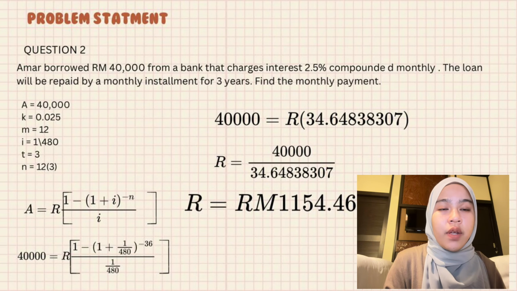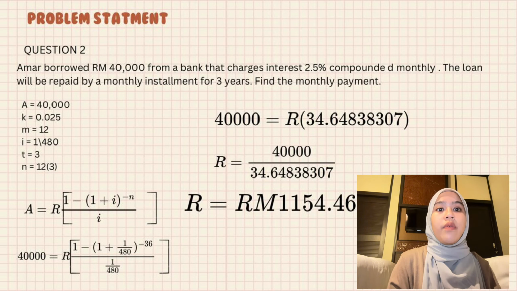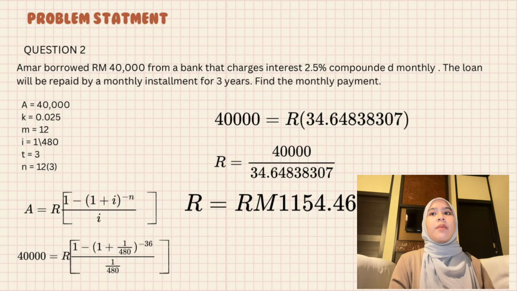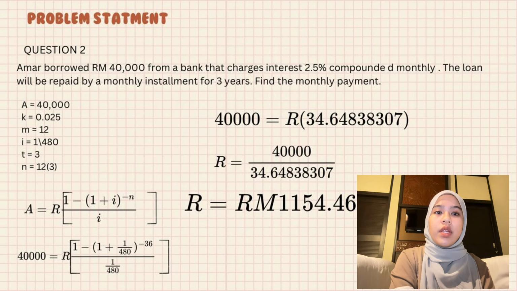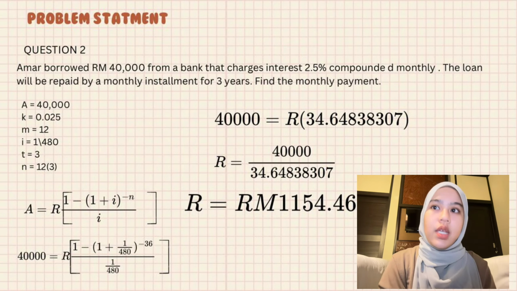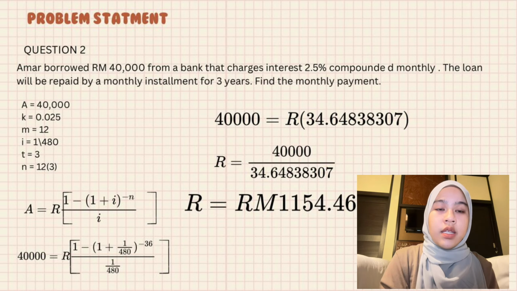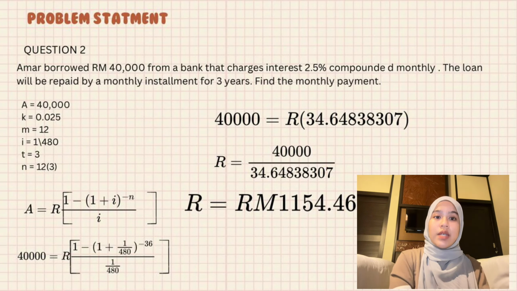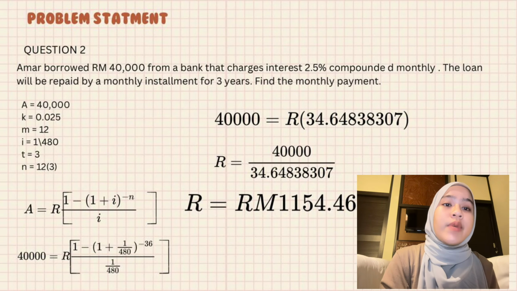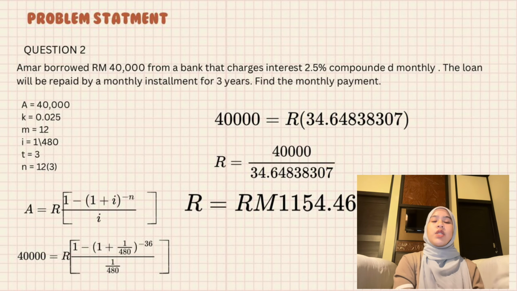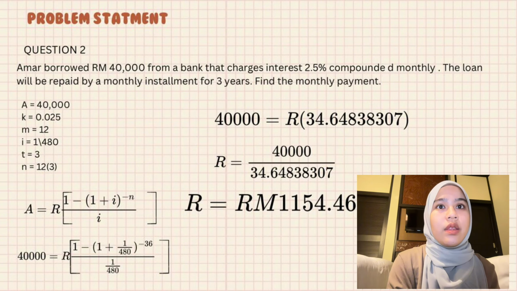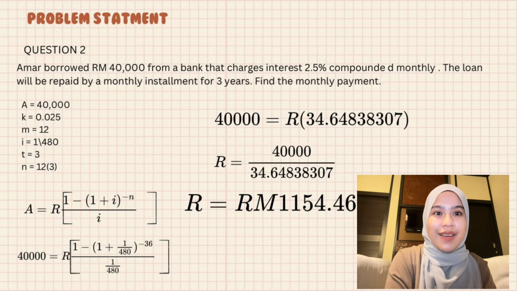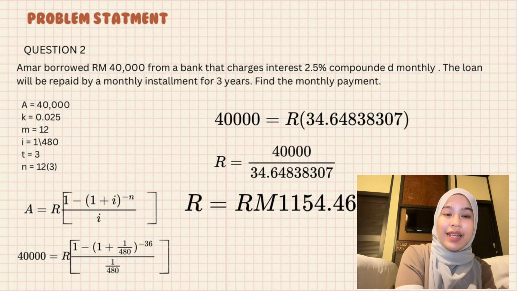For the next problem statement of annuity, Amma borrowed RM 40,000 from a bank that charged 2.5% compounded monthly. The loan will be repaid by monthly installments for 3 years. Find the monthly payment. The A value is 40,000, K is 0.025, M is 12, I is 0.025 divided by 12, T is 3, and N is 36. As you can see, we use the loan equation and just put the values into the equation. So we get R equals 40,000 divided by 35.64838307. So the R answer is RM 1,155 and 96 cents.